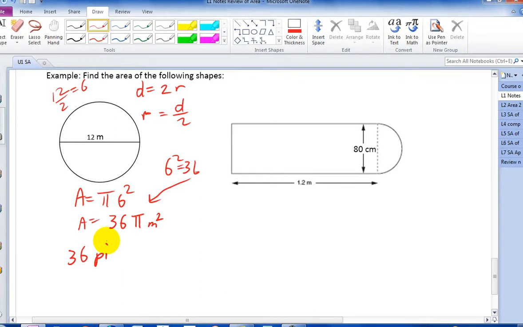So the next one, we have two shapes. We have area 1 and area 2. Find the area for section 1. Go. Any issues you see, Alina? Yeah, exactly. 1.2 meters, 80 centimeters.